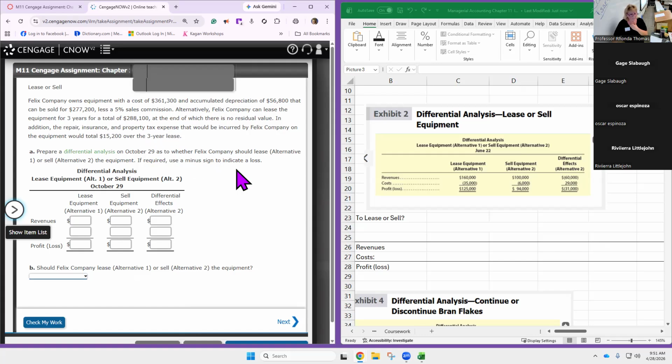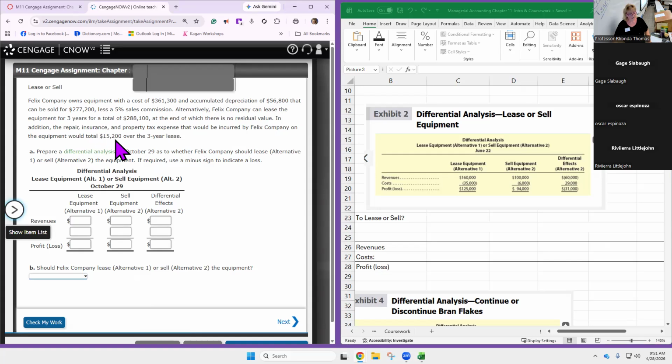So we're the Felix company. We own equipment with a cost of $361,300 and accumulated depreciation of $56,800. Now this equipment can be sold for $277,200 less a 5% sales commission. Alternatively, Felix company can lease the equipment for 3 years for a total of $288,100, at the end of which there is no residual value.